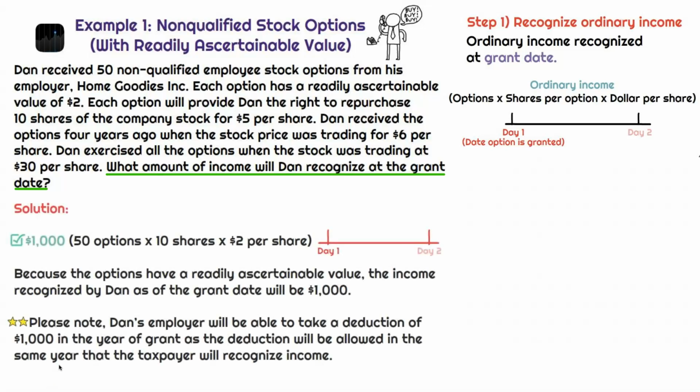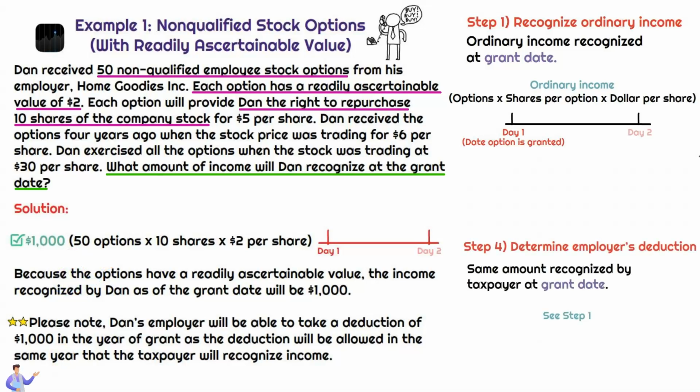Okay, so this is going to be calculated by taking the 50 options that Dan received, multiplying them by the amount of shares that Dan will acquire when converting these options, and then we're going to multiply this by the option's readily ascertainable value. Right, the value that we could see when we take a look at the open market. Okay, so 50 options times 10 shares times $2 per share, right? This is the value that it has, which is its readily ascertainable value. Okay, so $1,000 is the amount that Dan will recognize as ordinary income on the grant date.